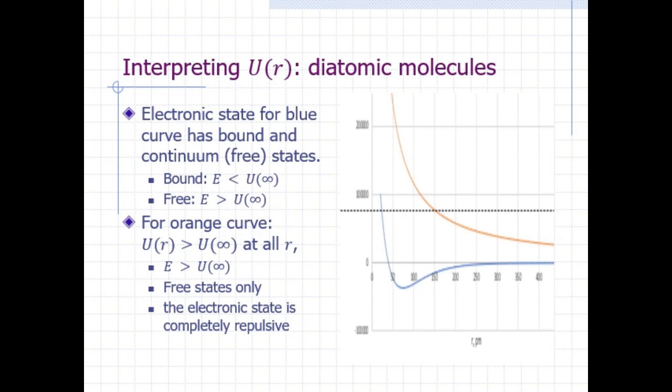Consider the total energy indicated by the dashed line. Does this energy correspond to a bound state or a free state? Let's see. Regardless of the electronic state, the energy is higher than U at infinity. So this energy level corresponds to a free state. The atoms would not form a stable bond if they have this much energy.